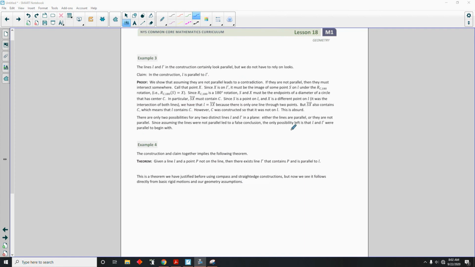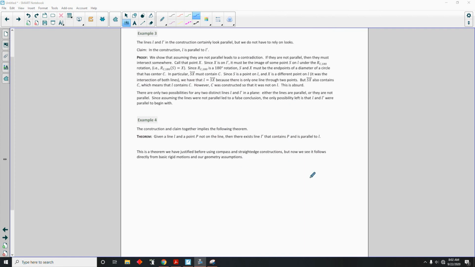Okay, page 3 brings us to example 3. The line L and L prime in the construction certainly look parallel, but we do not have to rely on looks. Claim: in the construction, L is parallel to L prime. We're just claiming it. That's what we're claiming. We need to prove that. So the proof says, we show that assuming they are not parallel leads to a contradiction. So this is a proof by contradiction.